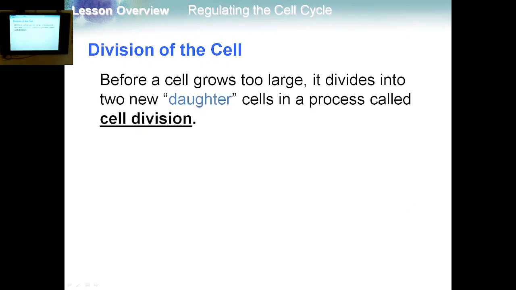Let's check what we mean by the division of the cell. Before a cell grows too large, it divides into 2 new daughters. So the cell will grow, and once it has reached a specific volume, it will divide to form 2 new cells by a process called cell division.